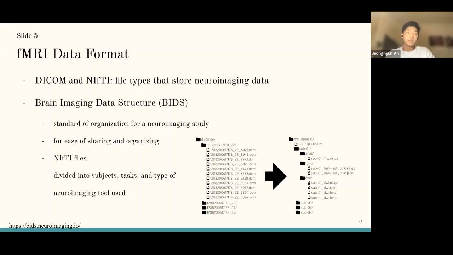And BIDS is a standard of organization for a neuroimaging study, and it is used primarily for the ease of sharing and organizing. So this is shared within the neuroimaging field. And it primarily uses NIFTI files. And this was the structure that we used, so we also use NIFTI files. And the BIDS structure divides the files into different subjects, different tasks, and different neuroimaging tools. And on the bottom right, you can see the structure that you will encounter with BIDS.